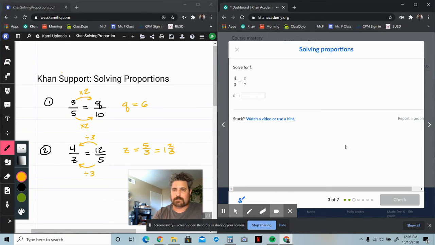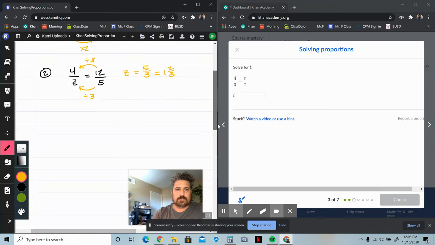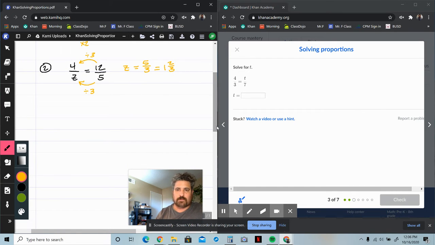Okay. Next up, number 3 here. It says 4 over 3 equals t over 7. So this is the first one that's a little more interesting. Let's jump in there and see why. For number 3, we have 4/3 is equivalent to some value t over 7. So what would make these two ratios equivalent? Well, I don't see a relationship between 3 and 7. That's why this is a little more interesting.